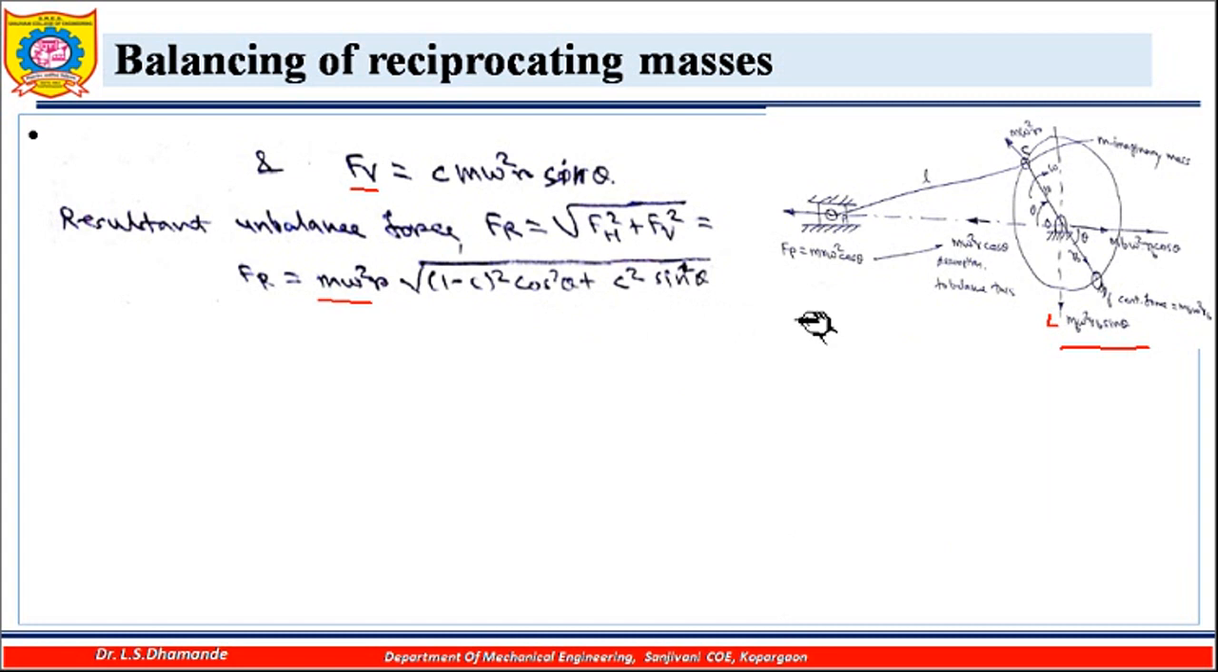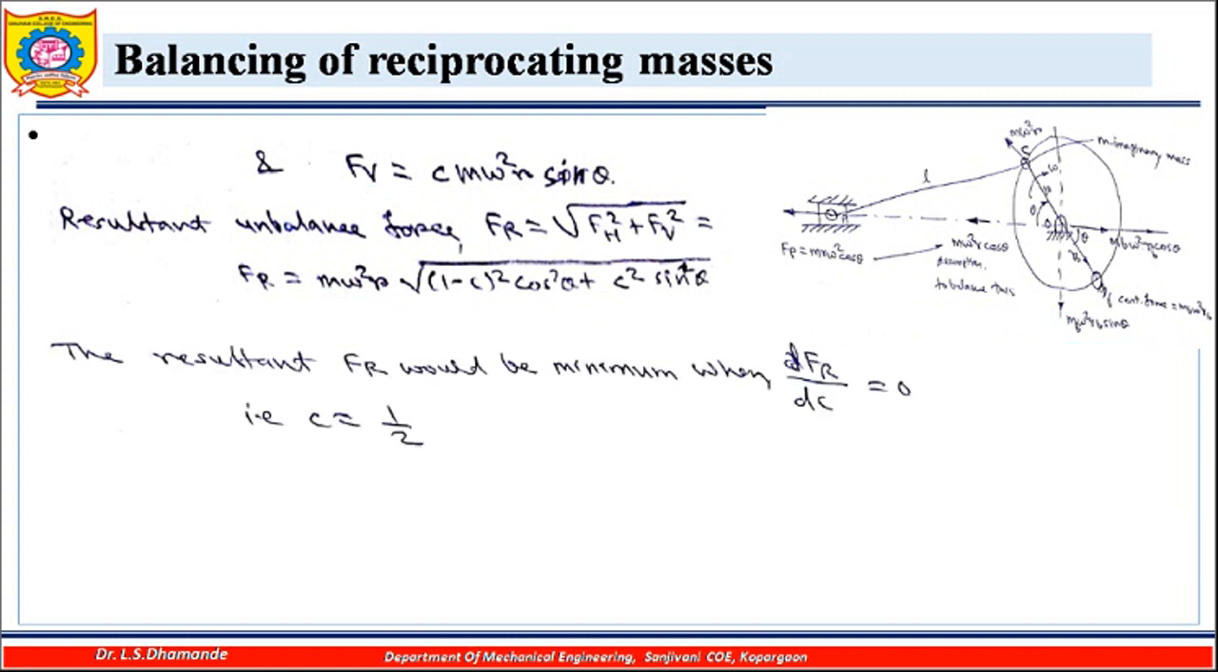Okay, and definitely I want this unbalanced force to become minimum. That means I should find out the value of c, or that fraction, how much I can use. So for that, I will differentiate this resultant force with respect to c, dFr by dc, and I will equate it to 0, and I will try to get the value of this c. So what I will find is that if I use this condition for minimization of this unbalanced force, I am getting the value of c as 1 by 2, that means 0.5. So maximum 50% of the unbalanced force we can reduce.